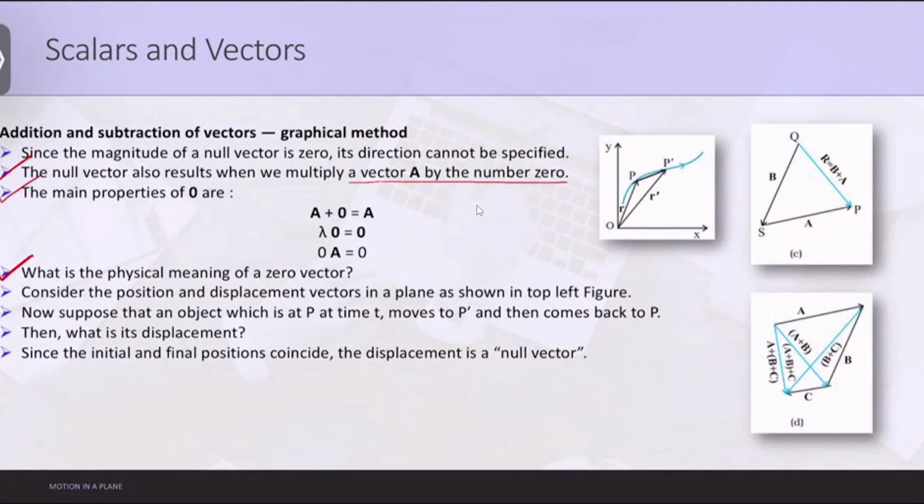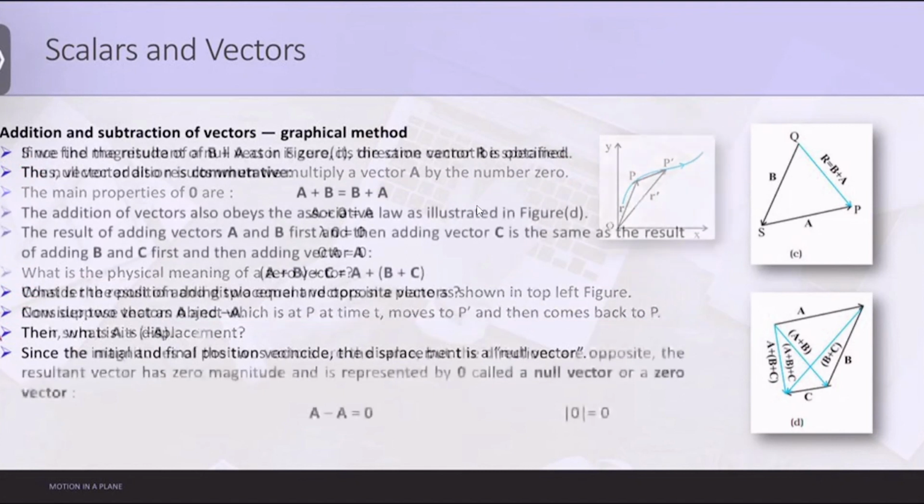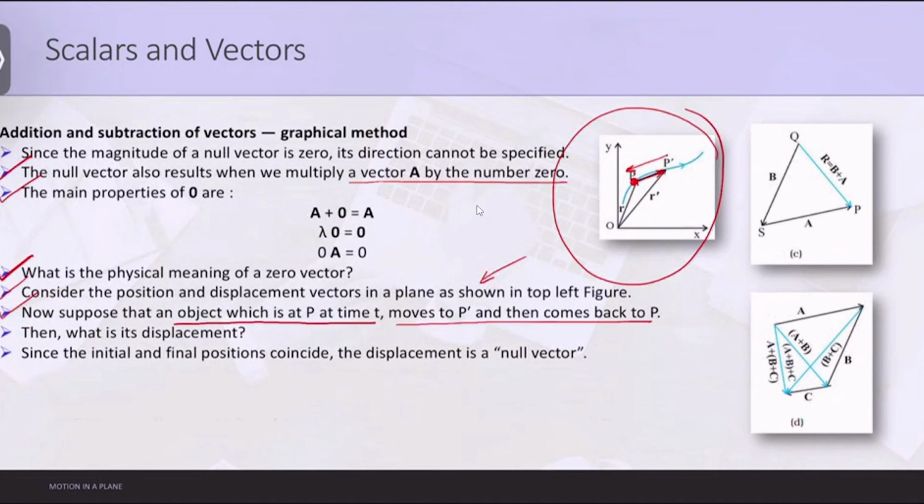Consider the position and displacement vector in a plane as shown in the top left figure. So let us try to understand the same situation which we understood for the explanation of position vector and displacement vector. Now suppose that an object which is at P at time t moves to P dash and then comes back to P. So basically it was at this location, it went to this location, and then it came back to this location again. So what is its displacement? Its displacement is nothing but equal to 0, right? Because the initial and the final positions are the same.